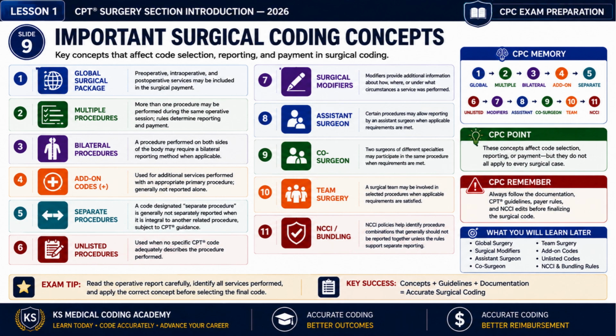Next are surgical modifiers, which provide additional information about the circumstances of a service. We also have assistant surgeon, co-surgeon, and team surgery concepts. These have specific reporting requirements that we'll study in later lessons. Finally, NCCI and bundling rules help determine whether certain procedures can be reported together.